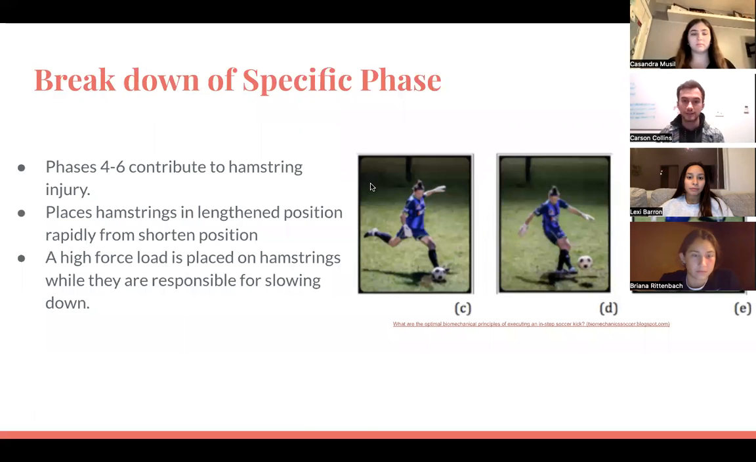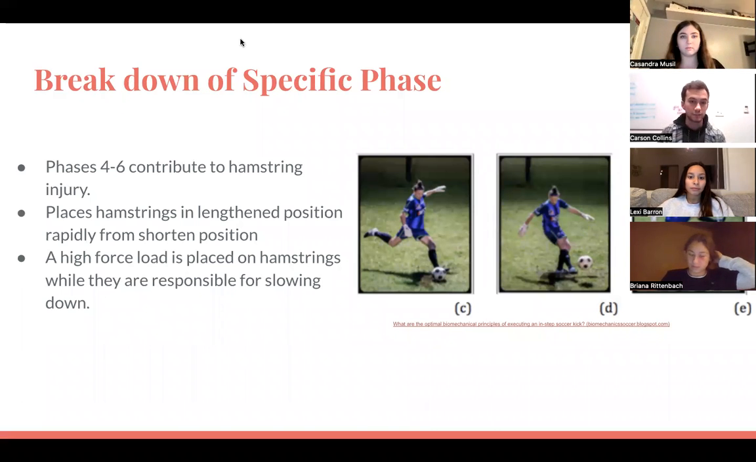The breakdown of a specific phase covers basically the last 3 phases, because this is where we see potentially the most injury. Starting with picture C, we see that the knee is bent, in flexion, and the hip is extended. Then at the end, in picture E, we see the knee is extended and the hip is flexed. So we're taking our hamstring from a really shortened position to a really lengthened position really fast. And as we mentioned before, the hamstring is responsible for slowing down the knee. So taking it from a shortened to lengthened position while it is responsible for slowing down the knee leads to a higher risk for potential injury there.